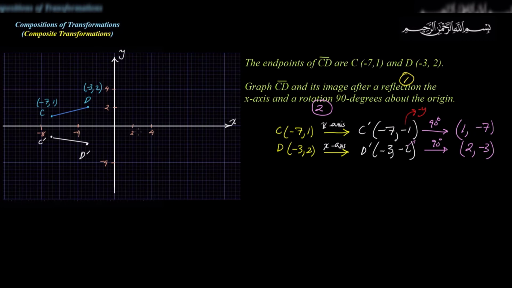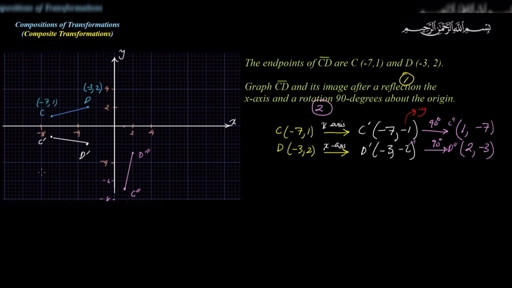So now I'm going to draw this out. 1, -7, that's 1. Okay, that's 4, that's 8, that's -8, that's -6 over here. So -7 is right in the middle. That's going to be C double prime, and 2, -3, that's right here. That's D double prime. So that's a rotated image by 90 degrees. So let me connect the dots if I could do it properly. Here we go. There we go.